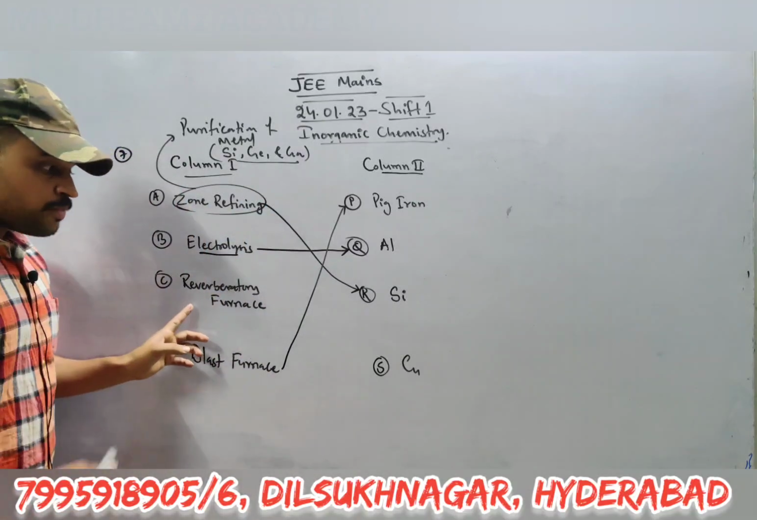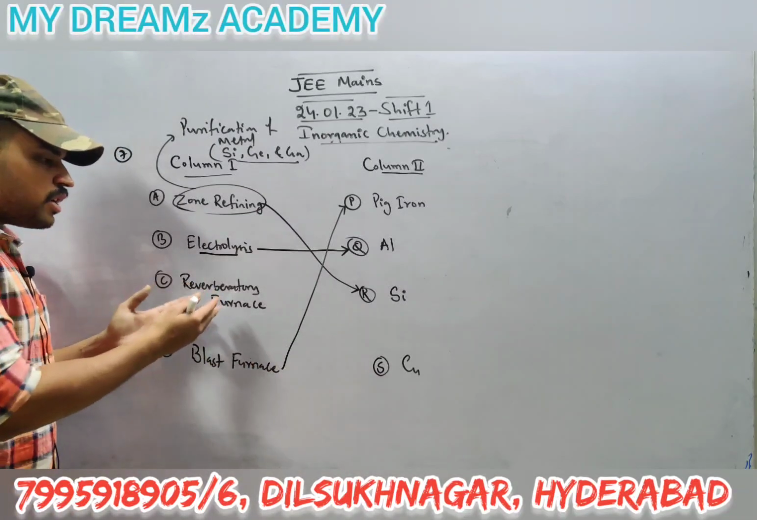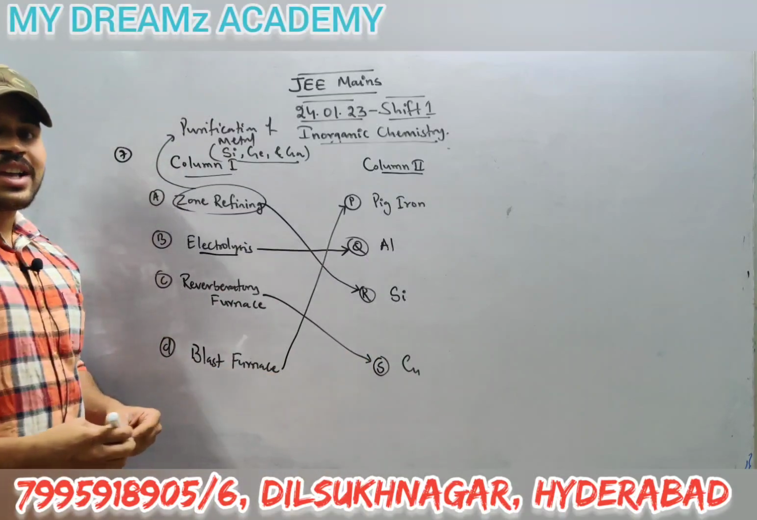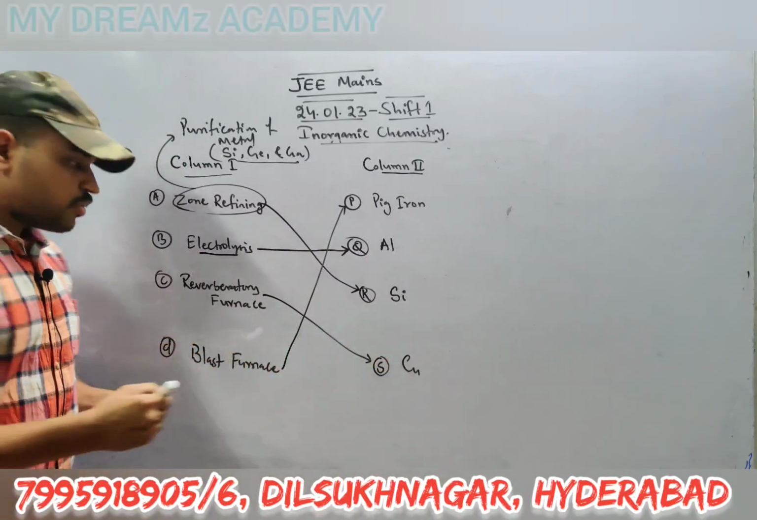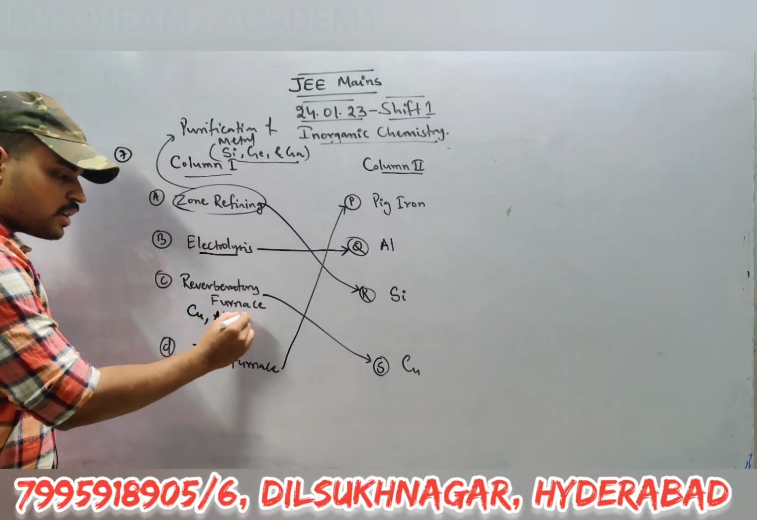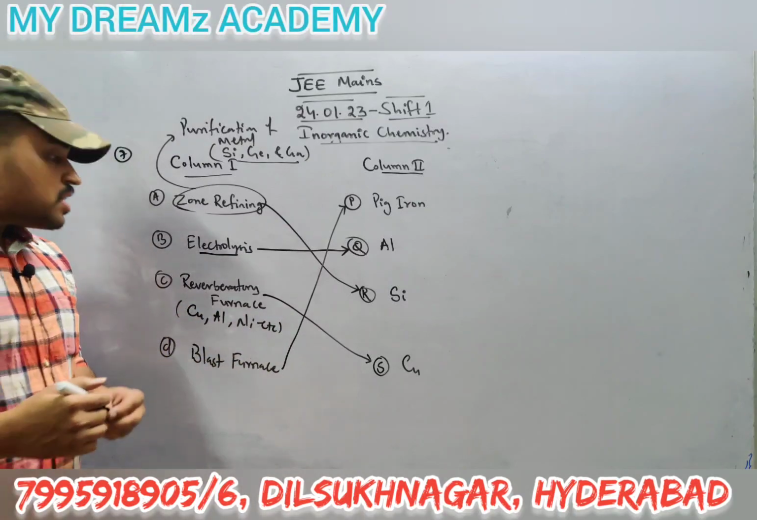Next we are going to see the reverberatory furnace. The last option available is copper. In the reverberatory furnace, we use it for the extraction of metals like copper, aluminium, nickel, etc. These kinds of metals will be extracted in the reverberatory furnace.